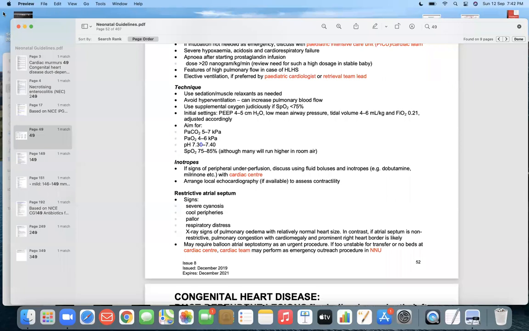And ECMO, the criteria is it should be more than 34 weeks, more than 2 kgs, no congenital malformation, no big chromosomal abnormality, and the lung should have a reversible function. It should not be irreversibly damaged. There should not be any big intraventricular hemorrhage, because as it is, that baby is not going to survive. These are a few criteria for ECMO, right?